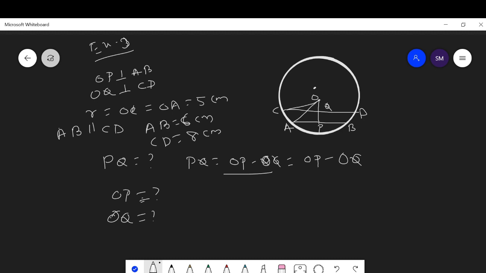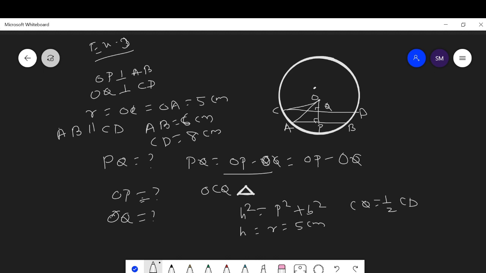Then consider the triangle OCQ. Recall the Pythagoras theorem. This is a right angle triangle, and in a right angle triangle by Pythagoras theorem we know that h square is equal to p square plus b square. Here h is equal to r, given 5 centimeter, and here CQ is equal to half of CD.